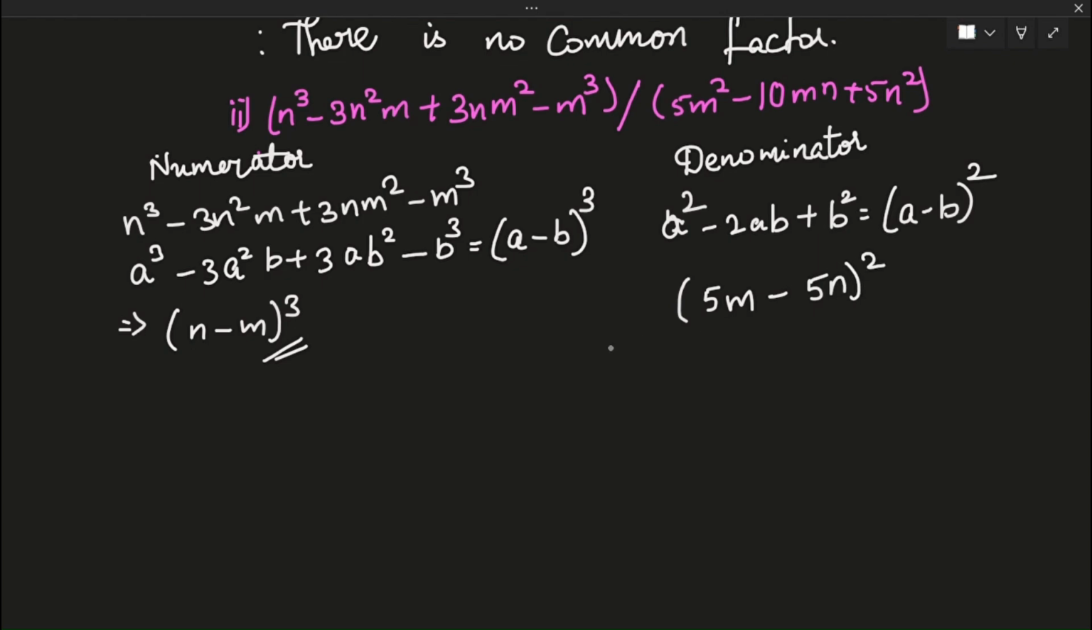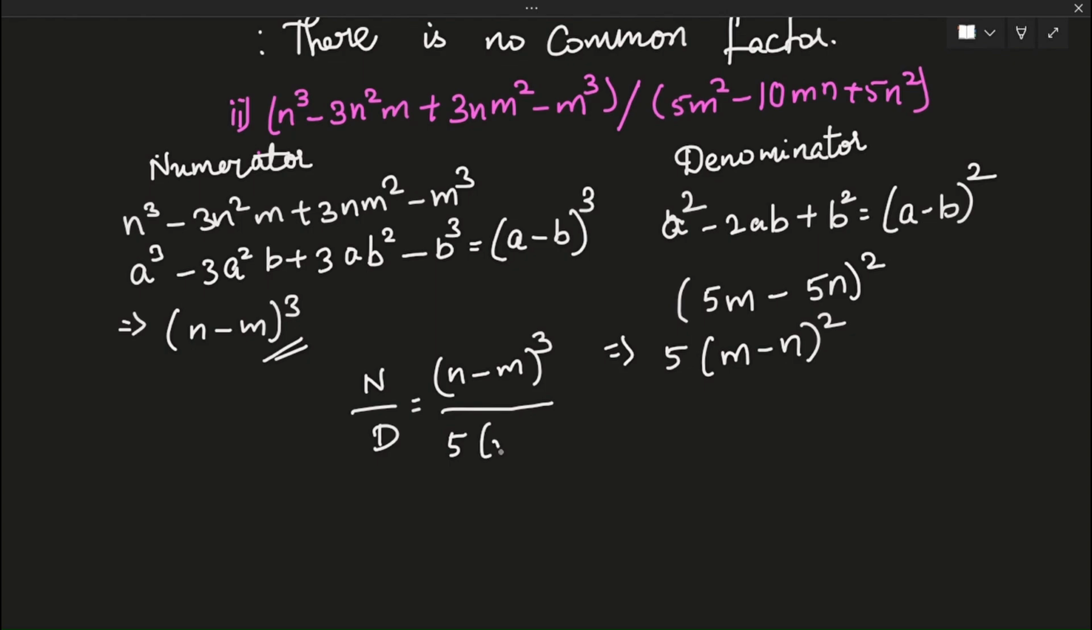Okay, and this 5 is common, right? So you can take 5 as common, then (m minus n) whole square. Okay, already we know numerator divided by denominator, right? So (n minus m) whole cube divided by 5 times (m minus n) whole square.